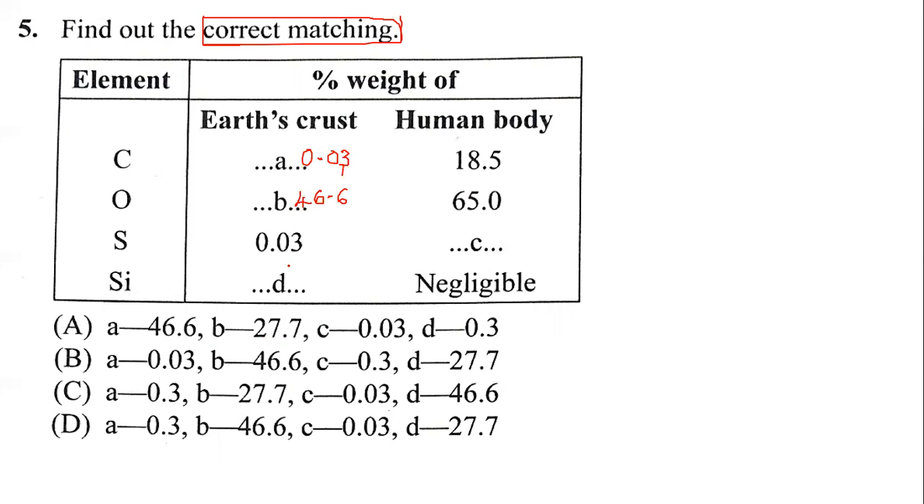46.6% of oxygen is present in the Earth's crust. 0.03% of sulfur is present in the Earth's crust. But 0.3, that was a contrasting value in your NCERT textbook as well. So 0.3% of sulfur is present in the human body, whereas 0.03% of sulfur is present in the Earth's crust. And silicon, 27.7%, is present in the Earth's crust, whereas it is negligible in the human body. So the answer is 0.03, 46.6, 0.3, 27.7. The correct answer for question number 5 will be option B.